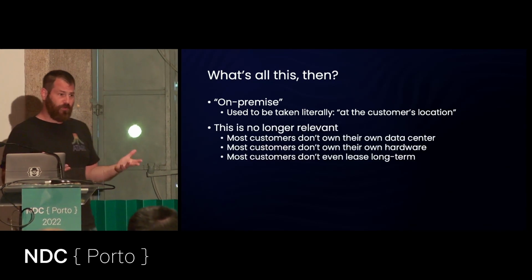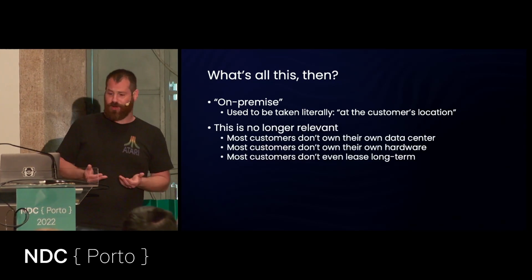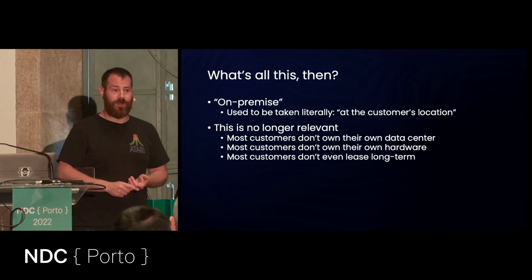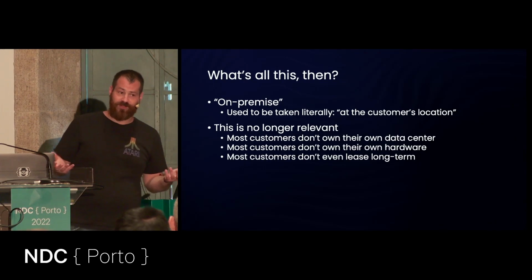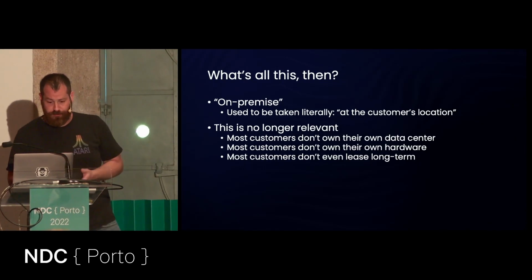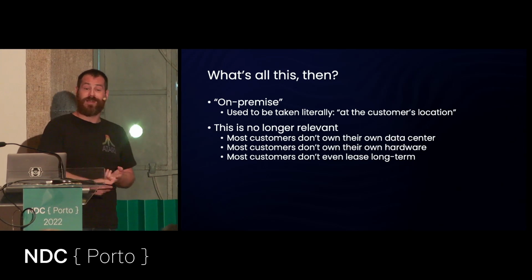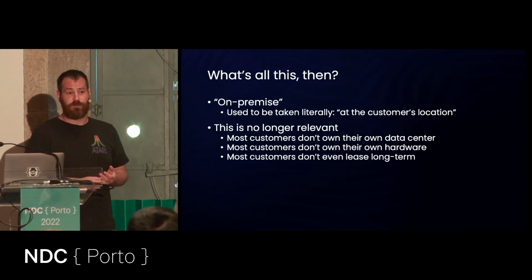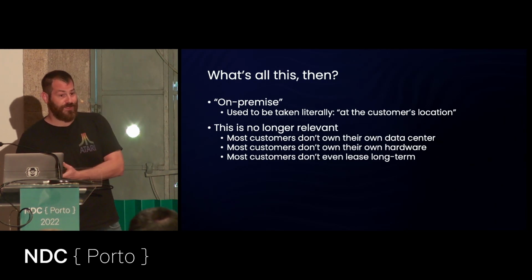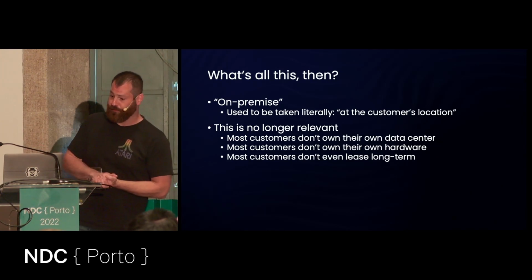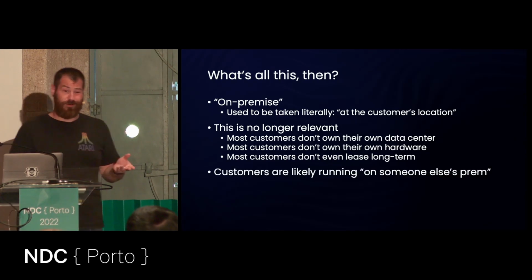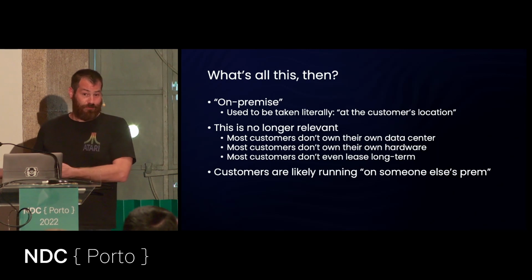So I want to expand the meaning of what on-premise is to account for that. Really, most of your customers are probably not actually running their own hardware, right? No one runs their own data center unless they're Google, Facebook, whatever. Hardly anyone actually buys servers anymore. Hardly anyone even leases servers anymore. Most people just run their stuff on someone else's server, typically in some cloud provider. So really, most customers are basically running on someone else's premises, right?